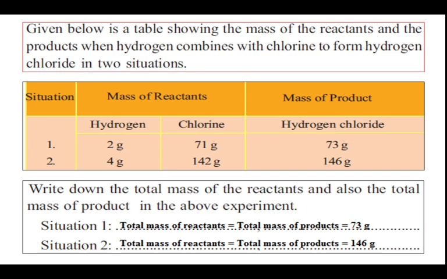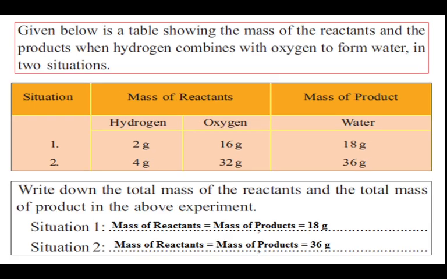Now write down the total mass of reactants and also the total mass of products in the above experiment. In situation 1, the total mass of reactants is equal to the total mass of products, that is 73 gram. And in situation 2, the total mass of reactants is equal to the total mass of products, that is 146 gram.